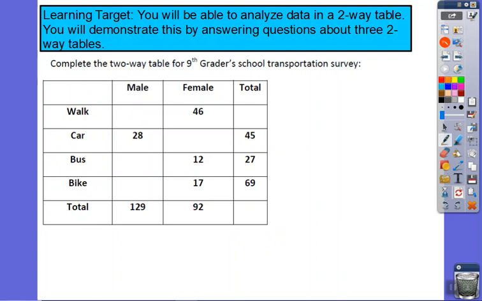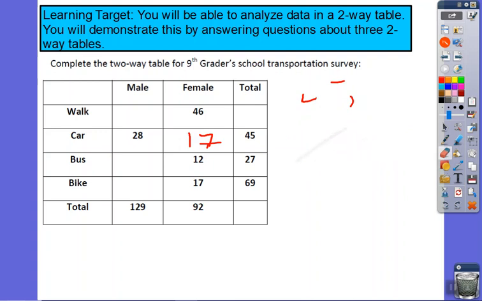Okay, where would we like to start? I can't fill in the walking there yet, so let's go to how many females are taking a car. Please notice that the total is 45, and we know that there are 28 males. So what I'm going to do is take that 45, subtract the 28 males that are on there, and that is going to leave me with that wonderful number 17.